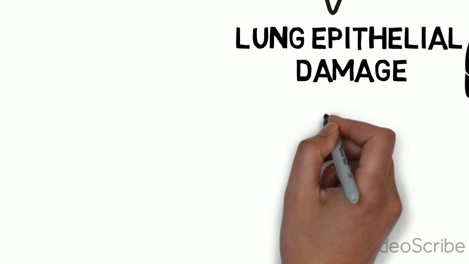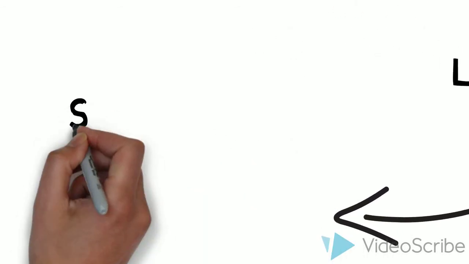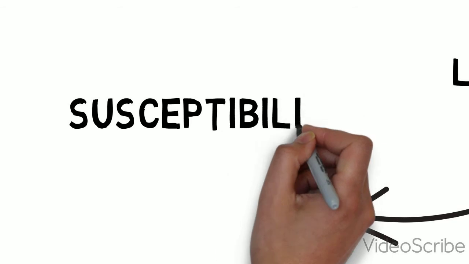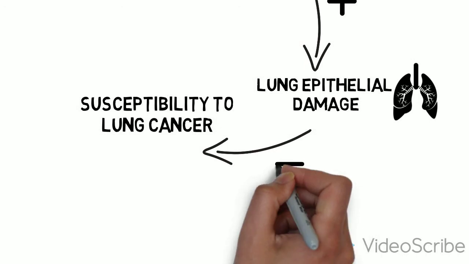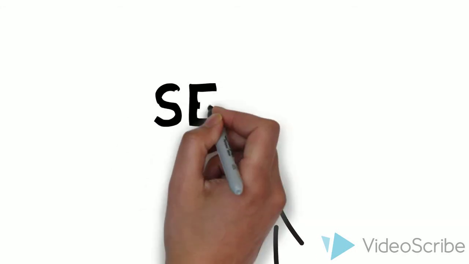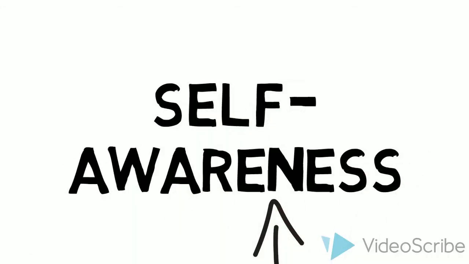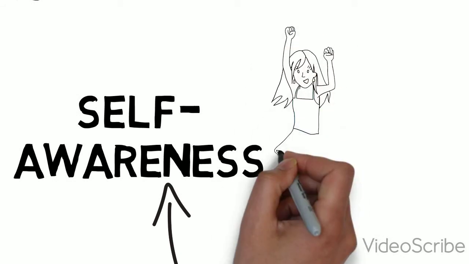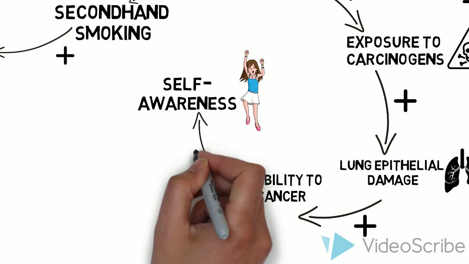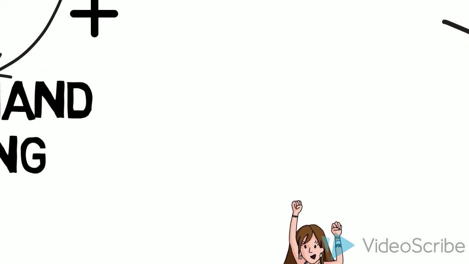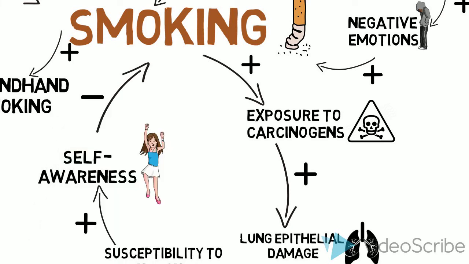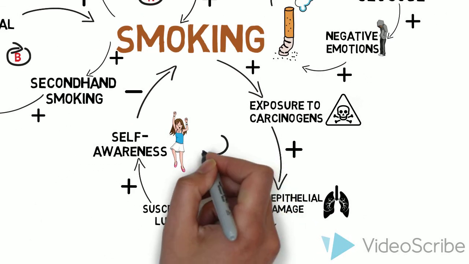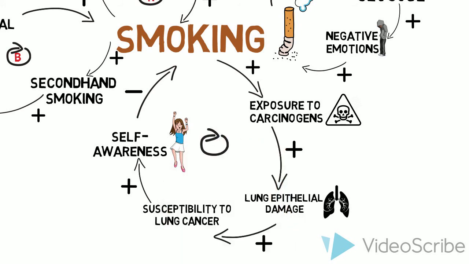Over time, the prolonged damage to the lung epithelium increases the susceptibility of the individual to lung cancer. As apparent symptoms, such as coughing, set in, there will be an increased self-awareness of the individual's deteriorating health. An increase in self-awareness would thus cause the individual to cut down on smoking to improve their health. This loop results in a balancing loop whereby the harmful effects of smoking would cause the individual to smoke less.